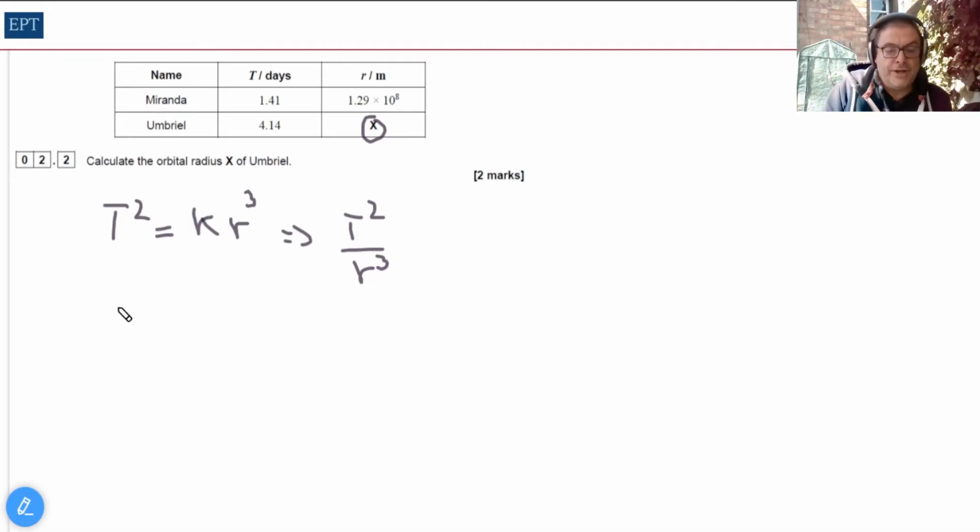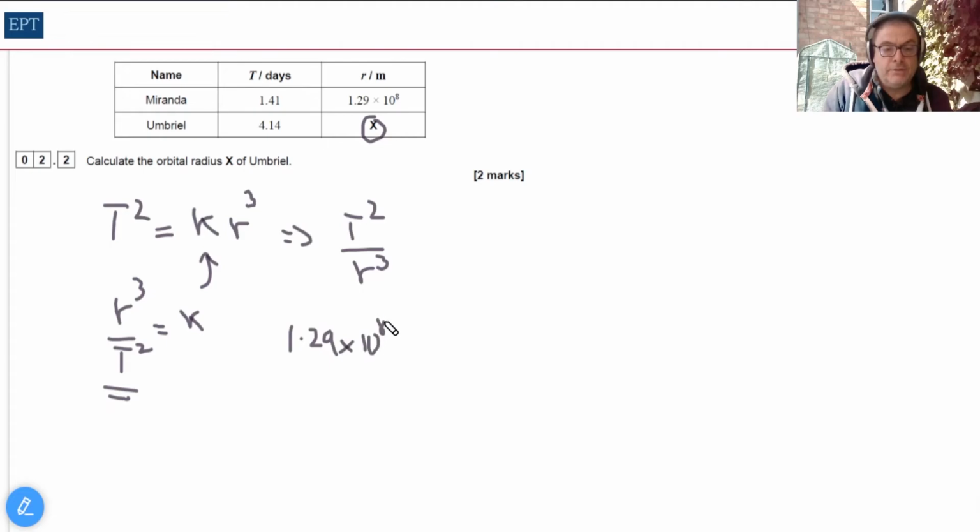So we can write that r cubed over T squared is also equal to a constant. Now it's not the same constant as that one, it's the inverse if you like, but nevertheless it's still a constant, so it doesn't matter, we can flip the fraction upside down. So let's deal with Miranda first.